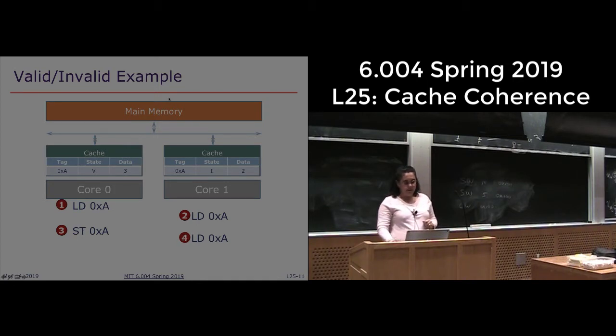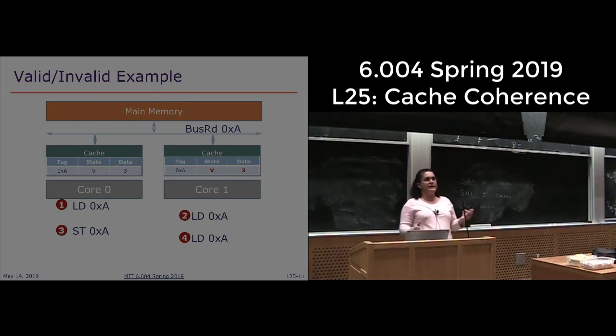Okay, so now let's suppose that core 1 comes along, and now it wants to do a load of address A. So now what's going to happen? What's going to happen is that we need to issue a bus read, and the main memory has gotten the updated value, and so it's going to return a 3. Now we have both caches with a valid value again, and it's the updated correct value.